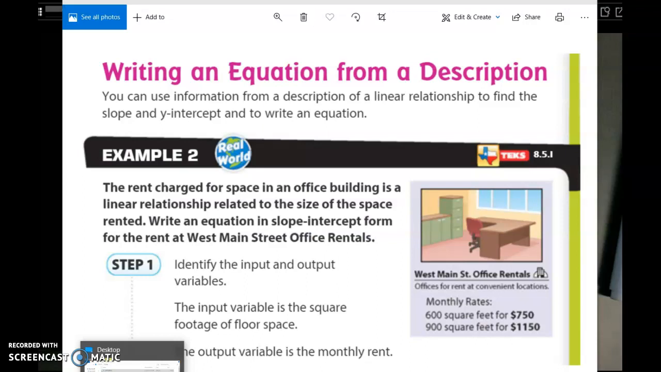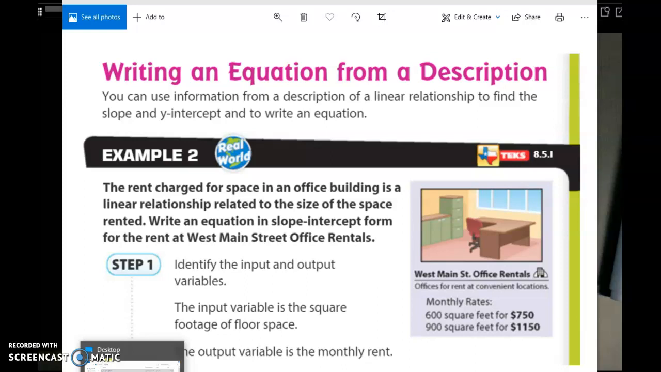Our next example is going to be where we write an equation from a description. Because this deals with reading, this one can be a little bit trickier than the others. The only thing you have to make sure you do is identify your input and your output values or variables. We know that our input is synonymous with our x. We know that our output is synonymous with our y. x is independent, y is dependent. So we just need to ask ourselves, what is going to be our input value? What is going to be our output value?